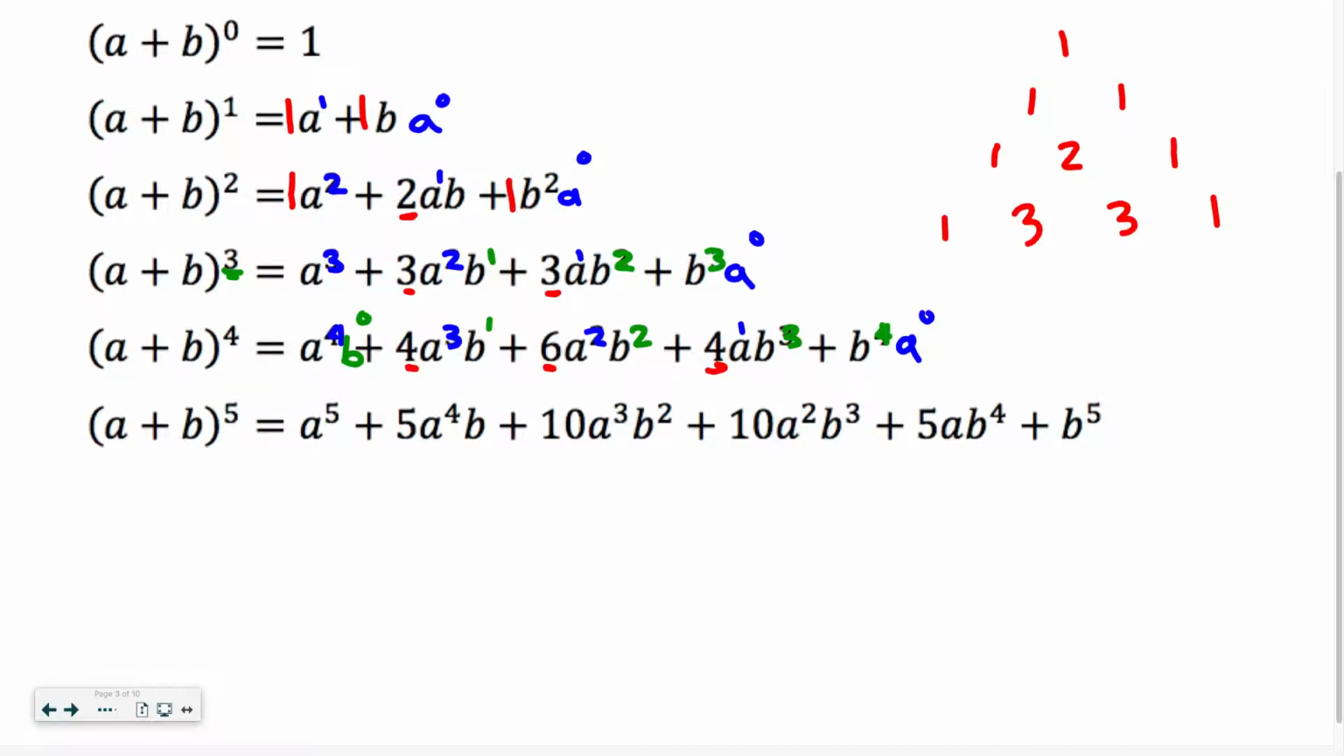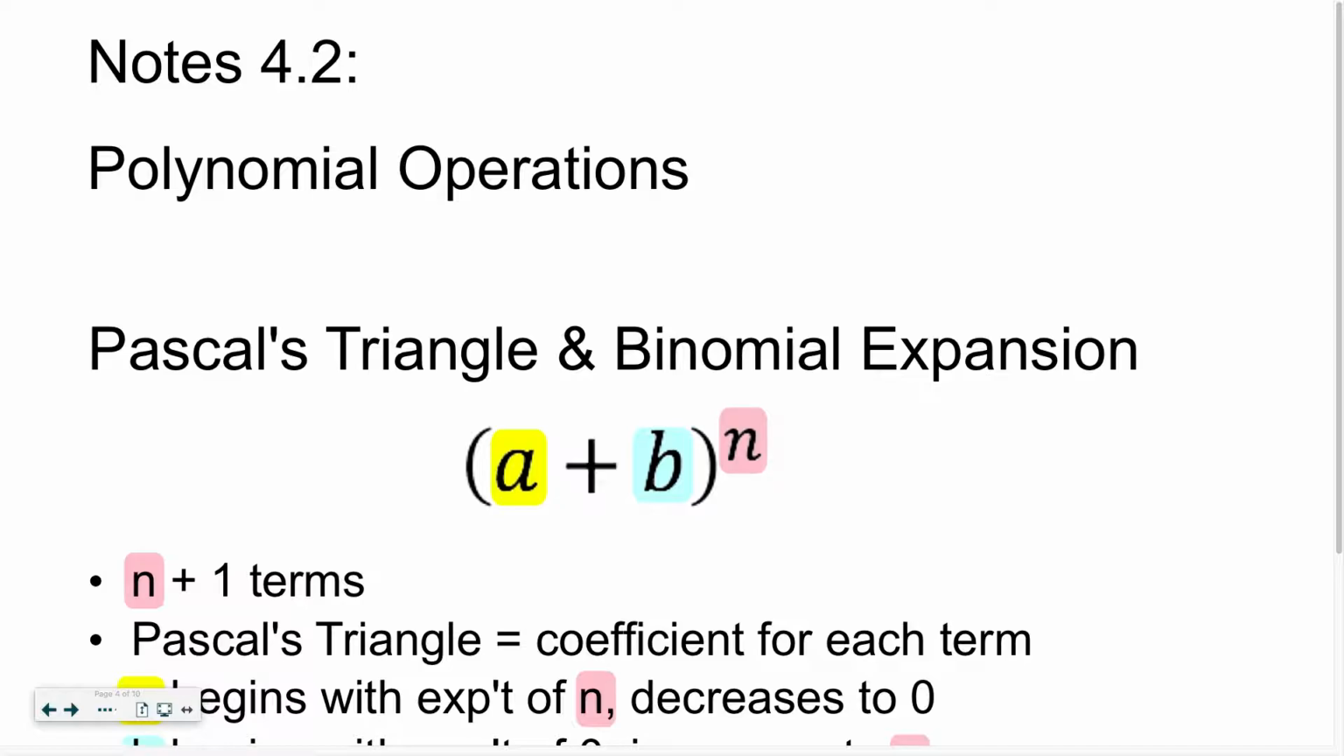And then we'll take the first term in the binomial, and it won't always be something like a, it could be like 2x. We'll take the first term in the binomial, and we'll raise it to the highest exponent, and then we'll go down by 1 for every term. And then we'll take the second term in the binomial, and we'll start it with the lowest exponent, which is 0, and we'll move it up by 1. So we have 3 parts to every term. Okay, the coefficient from Pascal's triangle, the first term, highest exponent going down, the second term, lowest exponent going up. Okay, so this is something that we can refer to in our notes 4.2 as binomial expansion.